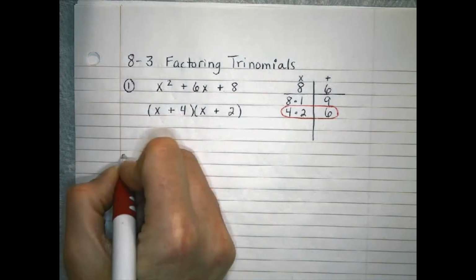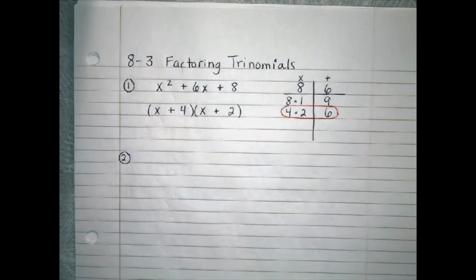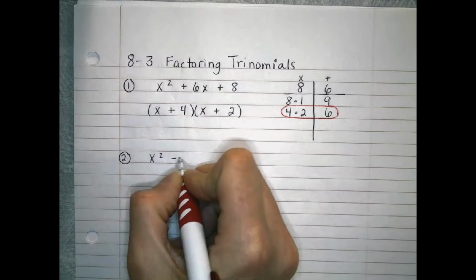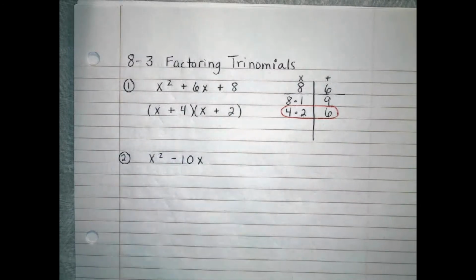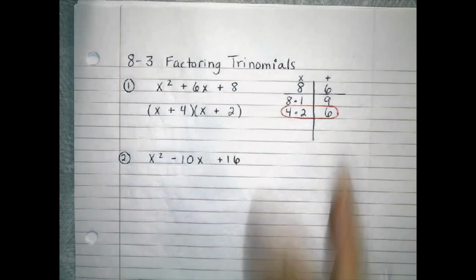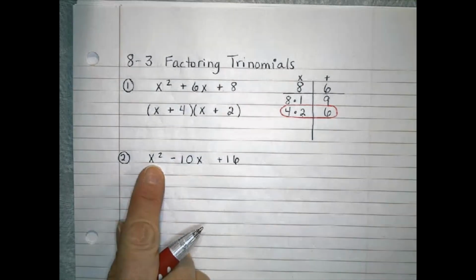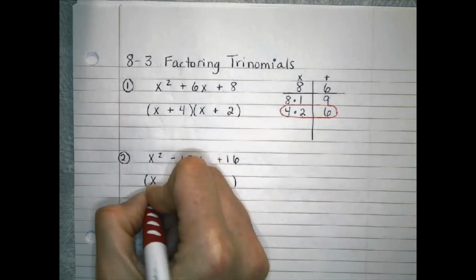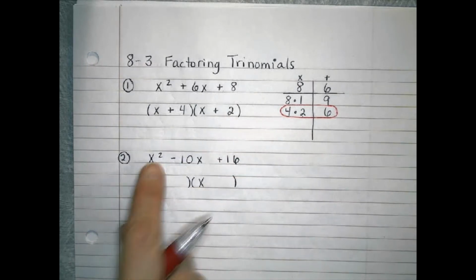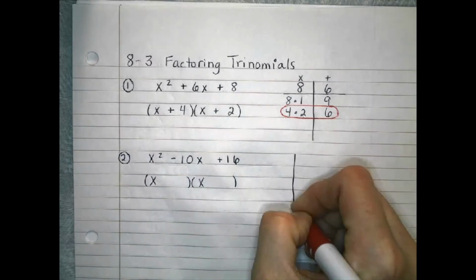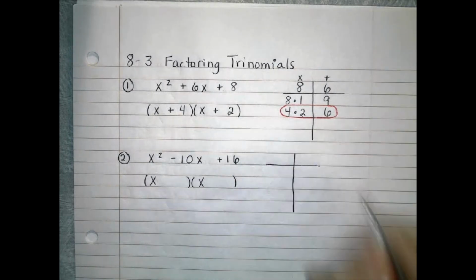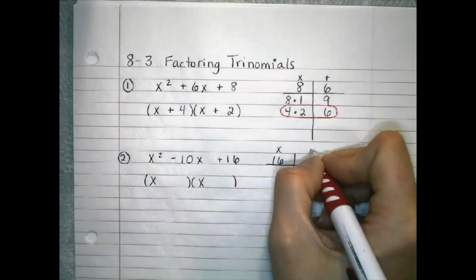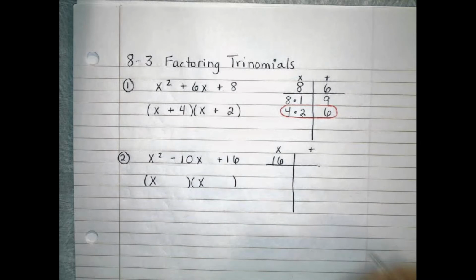In my next example, I'm going to do one that's a little bit different. I have x squared minus 10x plus 16. Because I have no coefficient in front of the x squared, I automatically know that my first two terms will be x and x, because x times x is x squared. Now what I'm looking for are some terms that if I multiply them, I get 16, but if I add them, I'm going to get 10.